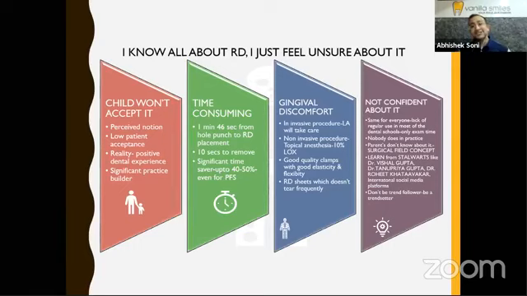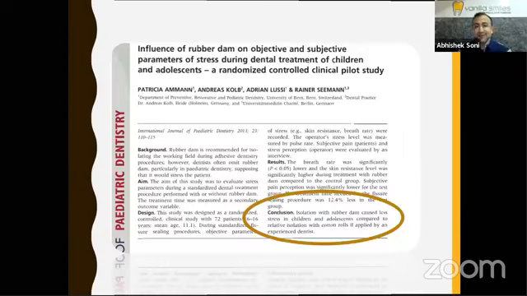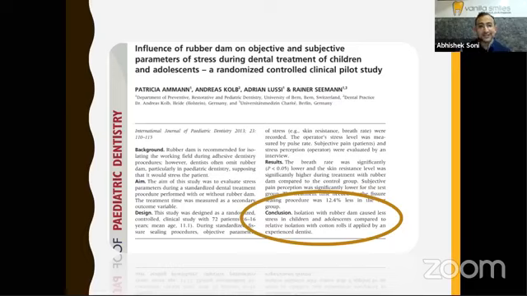We feel that the child may not accept it. We feel that it's time consuming, but trust me, with due practice, you will be able to place a split dam for a child and finish a quadrant within a span of say 30 to 40 seconds. And there are a lot of studies to back it. This particular study, which was published in JISPPD, says that isolation with rubber dam caused less stress in children compared to relative isolation with cotton rolls.